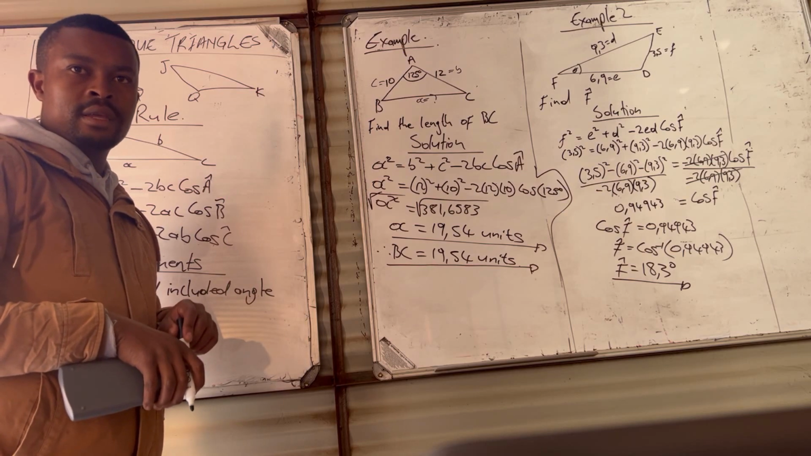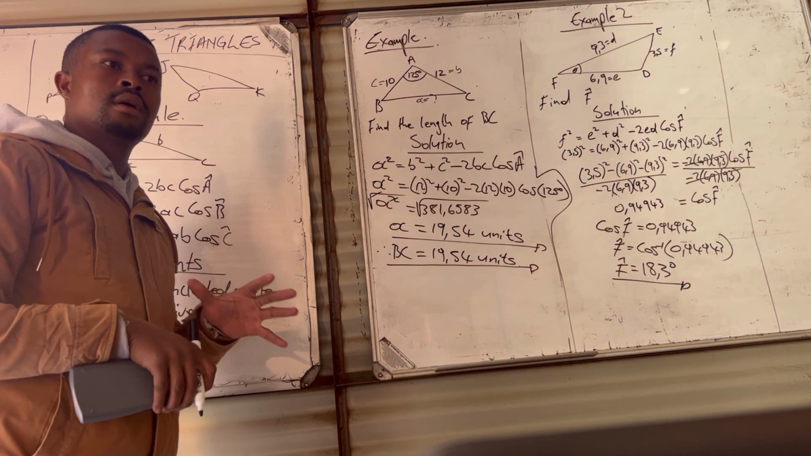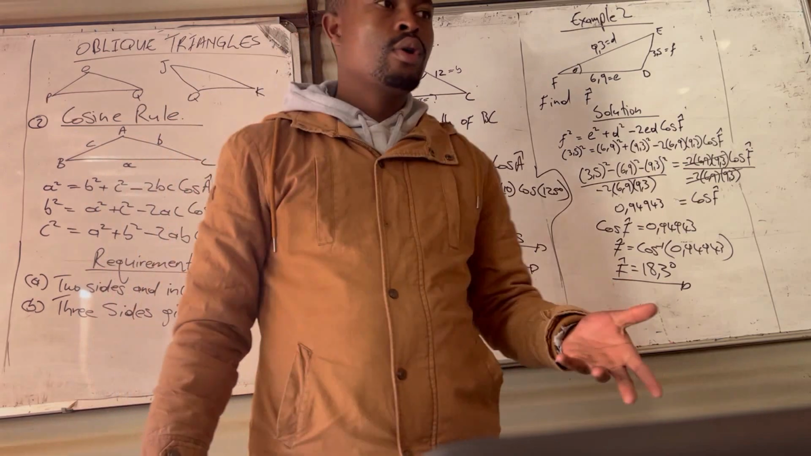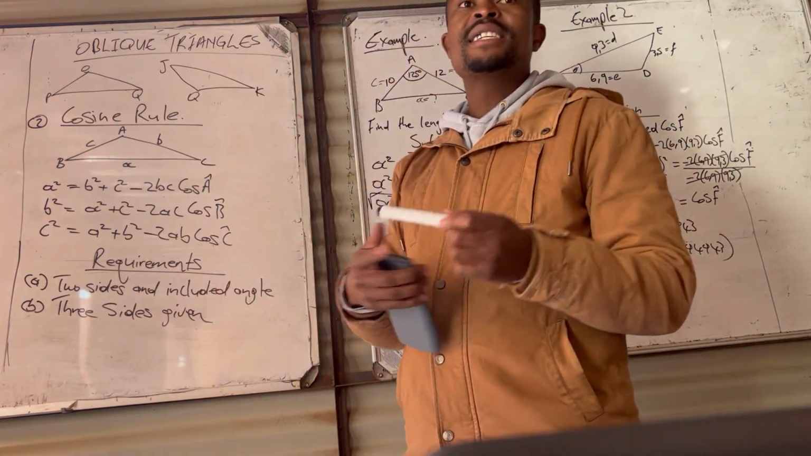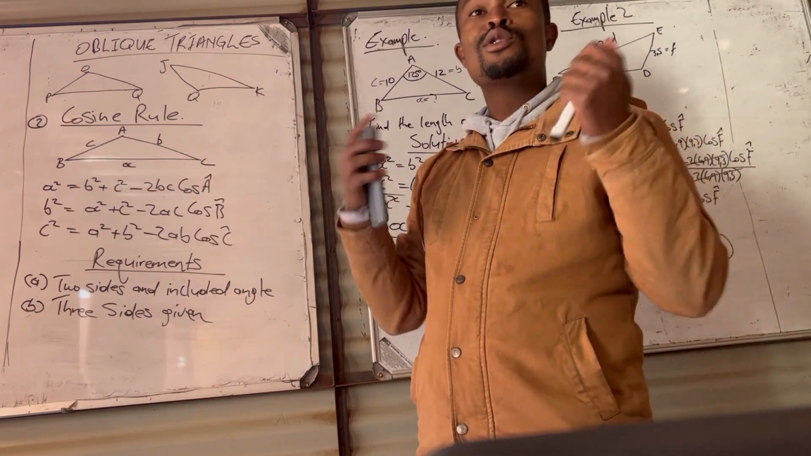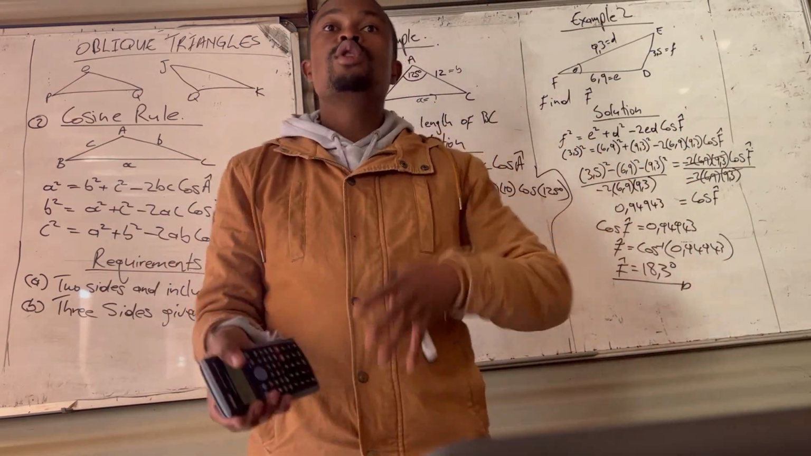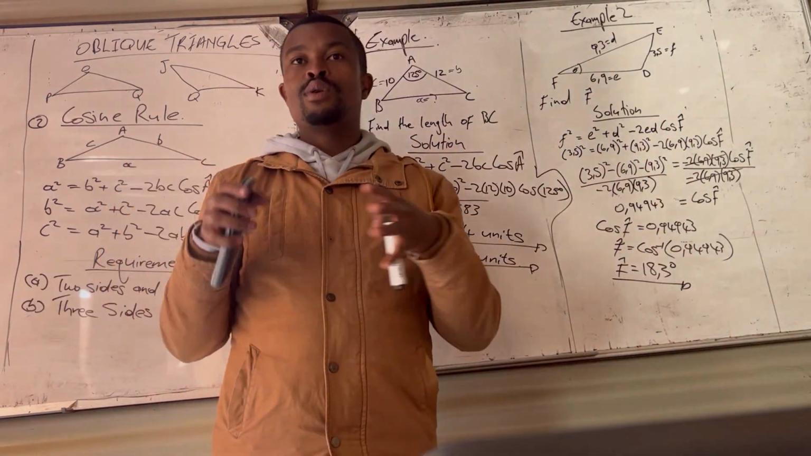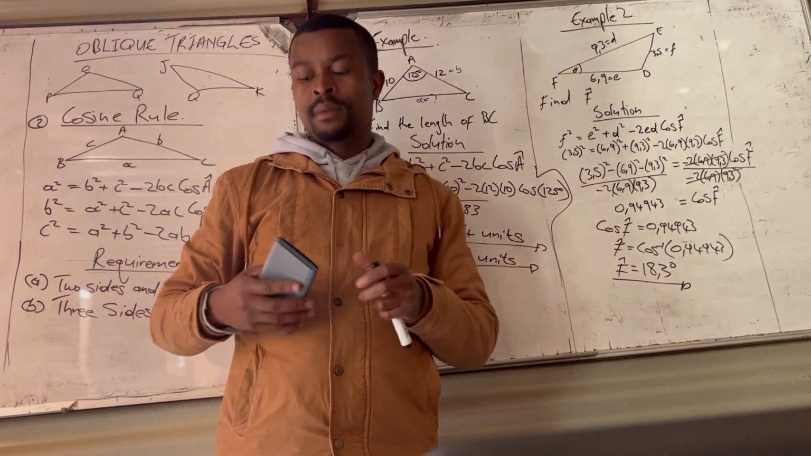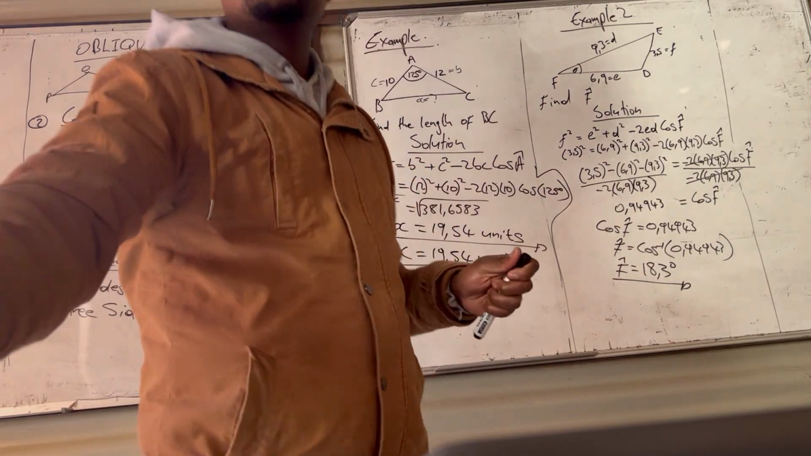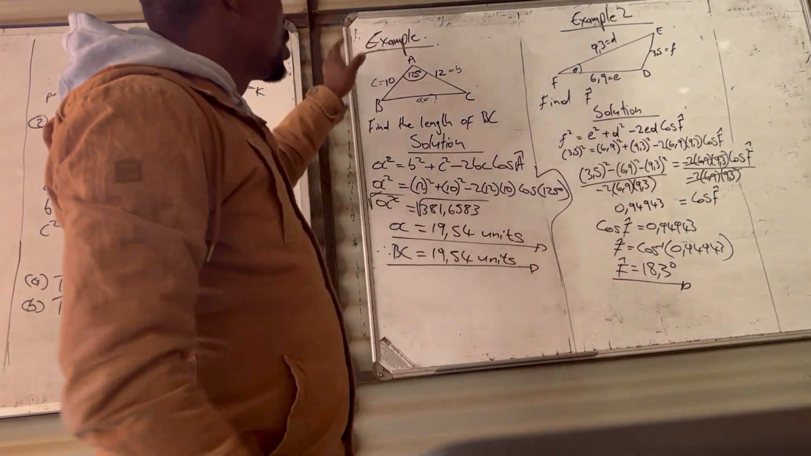So that is the cosine rule. The first exercise could use the cosine rule, but because you already know the cosine rule, you must also use the sum of angles of a triangle. Yeah, that's good. Any questions around the cosine rule?